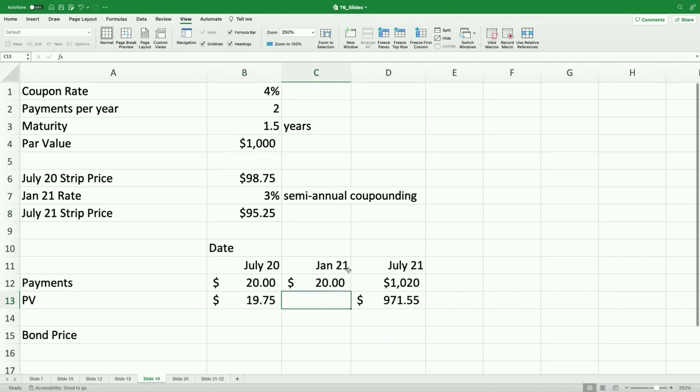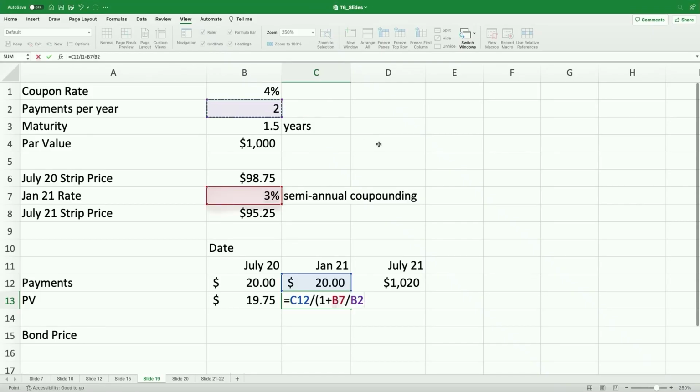All right. Now, for the January 2021 cash flow of $20, we're not given a price, we're given a rate. Okay, but that's fine. What do we do with that rate? We take the $20 and we discount it by that rate. So we say 1 plus 3%, but remember it has semi-annual compounding, right? So we're going to divide by 2. Right? Because remember, 3% APR compounded semi-annually just means 1.5% every 6 months.